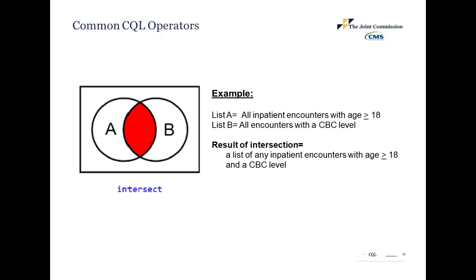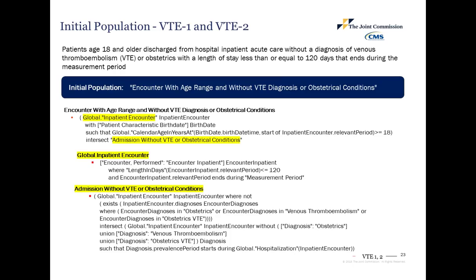Okay, so that takes us to the end of our CQL basics. Let's transition back into the measure here in slide 23. Both VTE-1 and VTE-2 share the same initial population, and it reads, patients age 18 and older discharged from hospital inpatient acute care without a diagnosis of venous thromboembolism or obstetrics with a length of stay less than or equal to 120 days that ends during the measurement period.